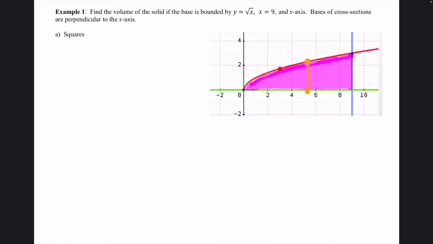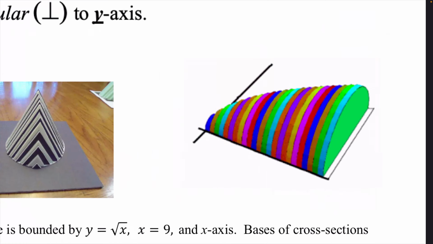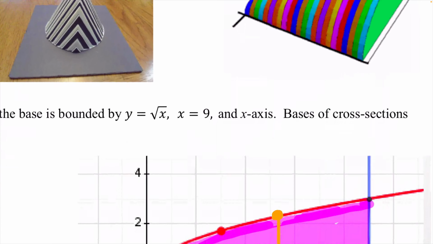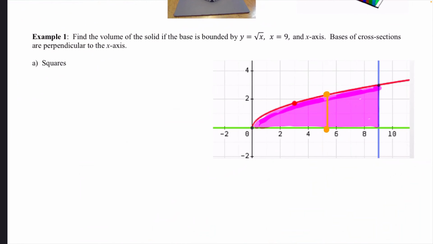So it's similar to this one here. It'll be similar to this one, but instead of a half circle, they're squares. Okay, that's what the shape's going to be. Kind of give you a visual of that. Right? Okay, so now we have to find the volume.